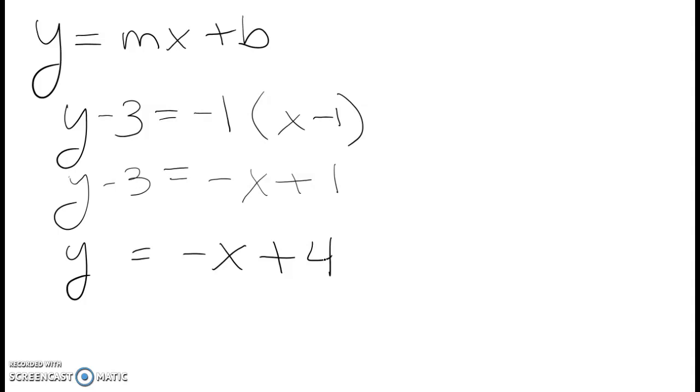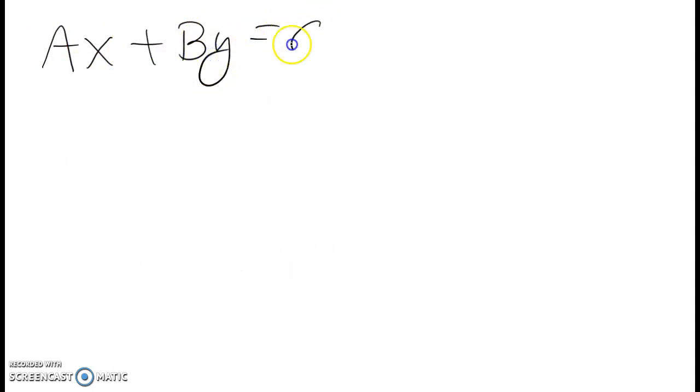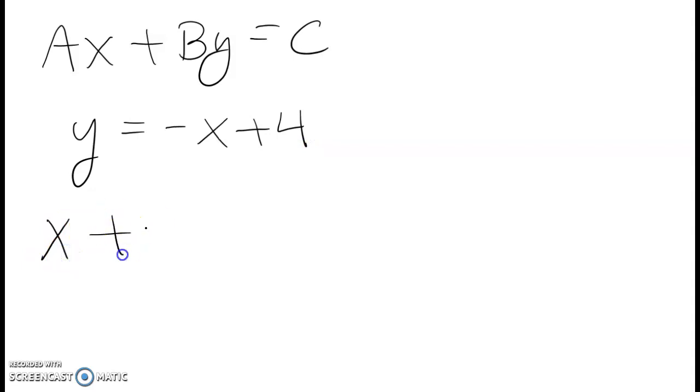Okay, and the last form that we're interested in is the standard form. So standard form of a line looks like ax plus by equals c. Okay. So we're going to start from our slope-intercept that we already saw. So y equals negative x plus 4. And then all we need to do in order to get into standard form would be to add x to the other side. So you end up with x plus y equals 4.